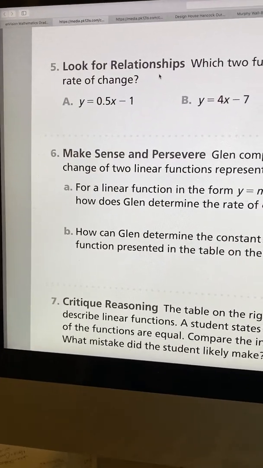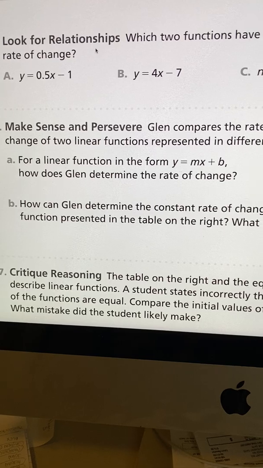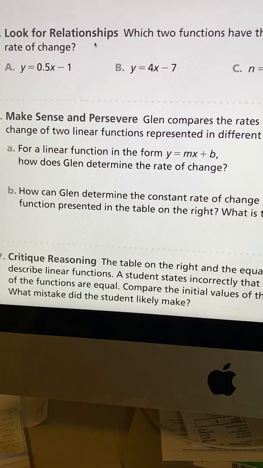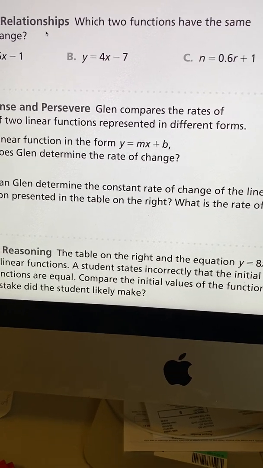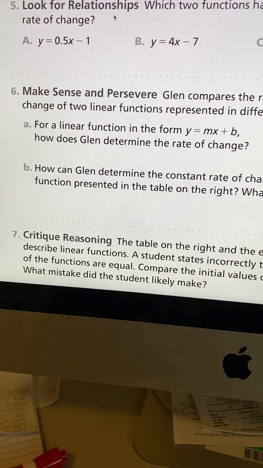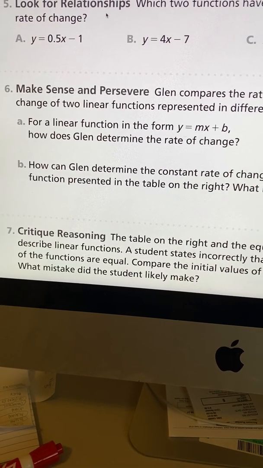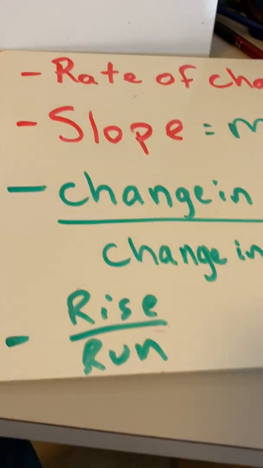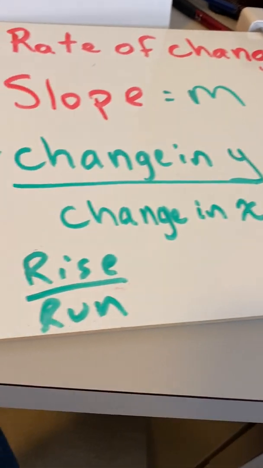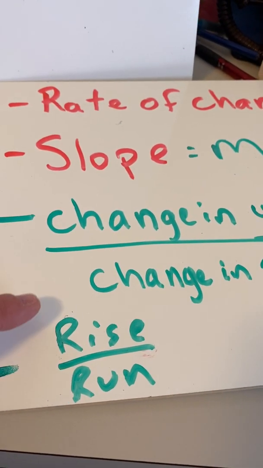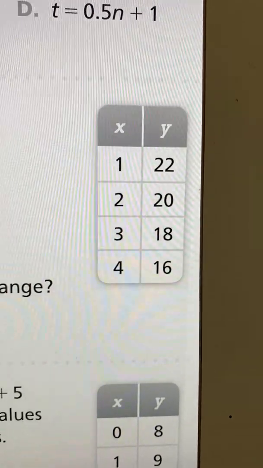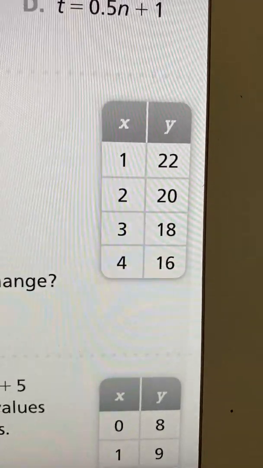Now, number 6 takes a little bit different journey. Make sense and persevere. Glenn compares the rates of change in two linear functions presented in different forms. For a linear function in the form of y equals mx plus b, how does Glenn determine the rate of change? How does Glenn find the slope? Now, these are all ways to do it. If you graphed it, rise over run would work the best. Remember, count up and over to create that. But if they give it to you like this in a bunch of points, how do I take that information and turn it into rate of change?